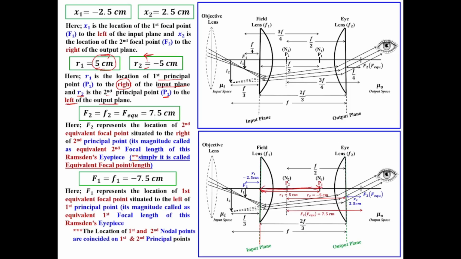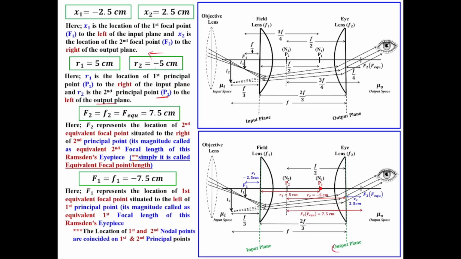5 centimeter we can find P1, the first principal point, this one. Now for the second principal point, what do we have to do? We have to move left from the output plane. How much distance? 5 centimeter.